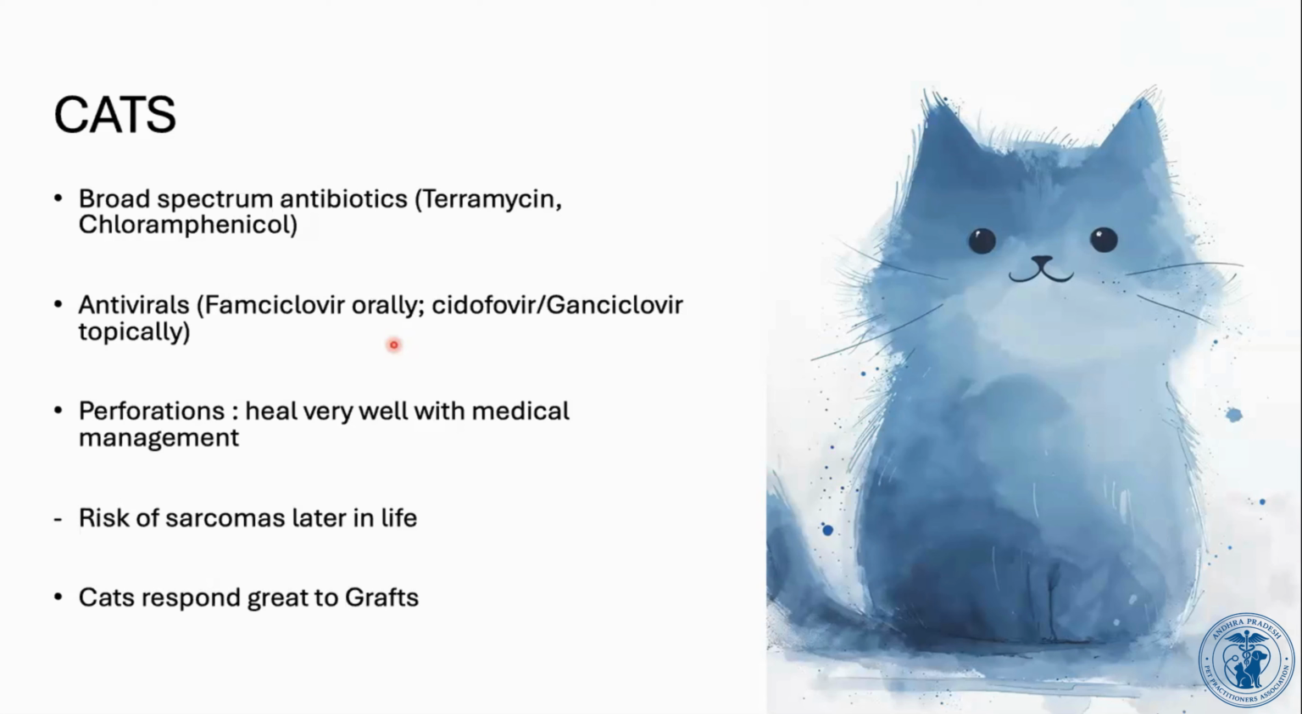So far, I have done only one case where I had to go for a surgery because the cat was very relentless. It always used to go and scratch and end up coming with the same perforated ulcers. In that, we had to do a flap, but otherwise, all other cats till now have healed without any surgery. And usually, if we get a big iris prolapse in the cat, where a lot of the iris is protruding, sometimes, rarely, such cats in older age can go on to develop sarcomas in the affected eye. And cats respond great to grafts. So cat's cornea heals very well. It has a beautiful capacity to regenerate and heal.